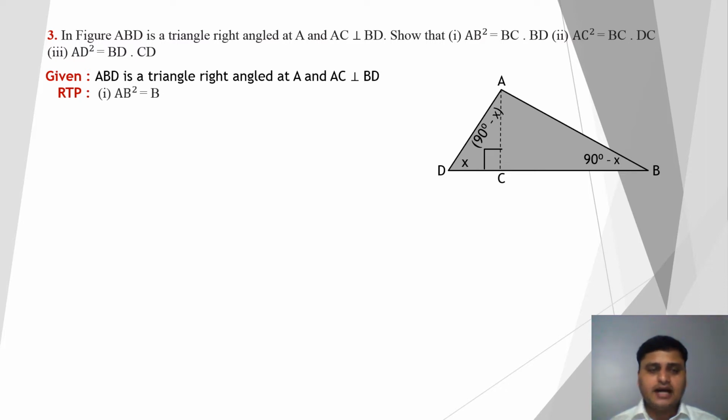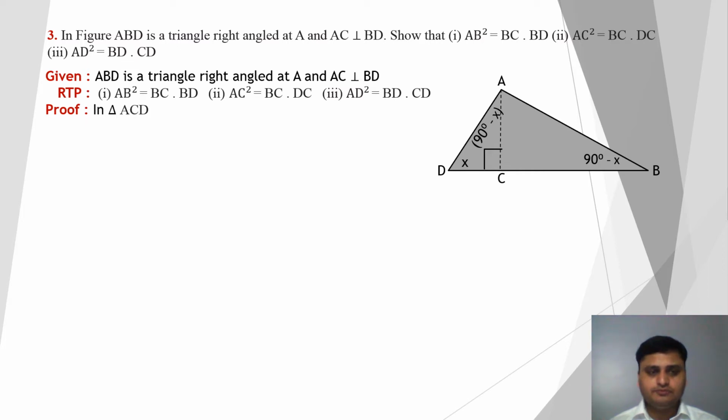Now we will write RTP. In RTP we will write AB square is equal to BC into BD. Dot indicates multiplication here. Second part, AC square is equal to BC into DC. Third part, AD square is equal to BD into CD.